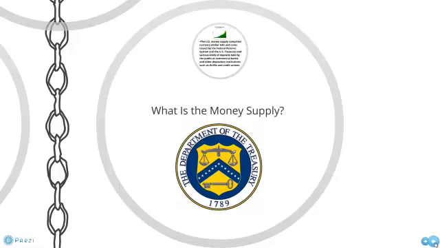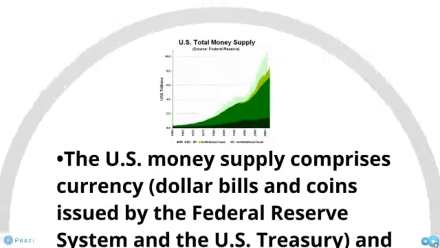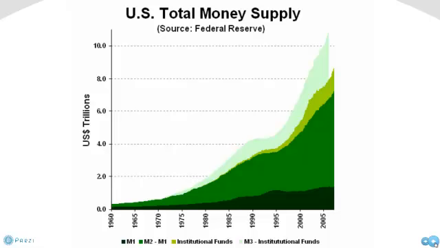What is the money supply? The U.S. money supply comprises currency and various kinds of deposits held by the public at commercial banks and other institutions such as thrifts and credit unions. The money supply measures M1, M2, and M3 are how the Federal Reserve classifies the different degrees of liquidity, or spendability, that different types of money have.